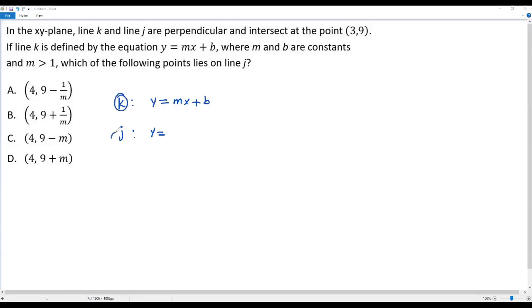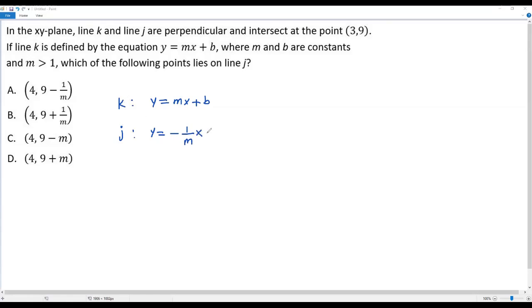Since the two lines are perpendicular and m is the slope of line K, then to get the slope of line J, we have to take the reciprocal of this m. So then we'll be getting 1 over m. And also here we have positive m, so we have to change the sign. It's negative 1 over m. So when m is the slope of line K, then negative 1 over m is the slope of line J, because the two lines K and J are perpendicular.